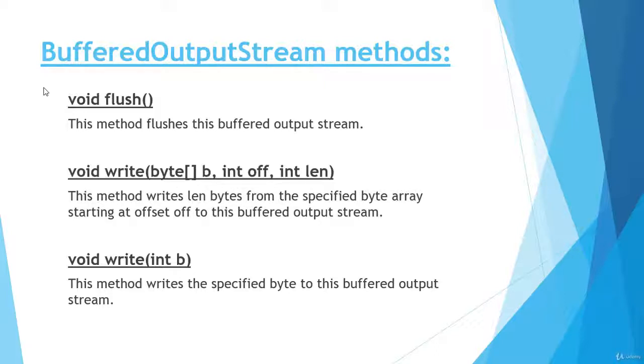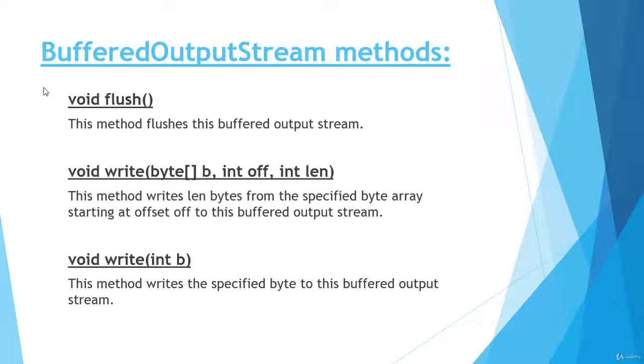Next we have the write method, in which we have a byte array, an integer variable off, and an integer variable length. This method writes length bytes from the specified byte array starting at offset off to this buffered output stream. So this method helps us to write data in the file. When we want to write data from an array, we start from the offset and it writes length bytes of data.